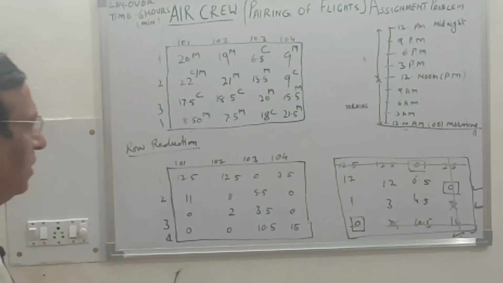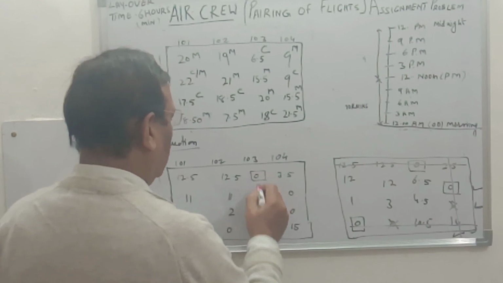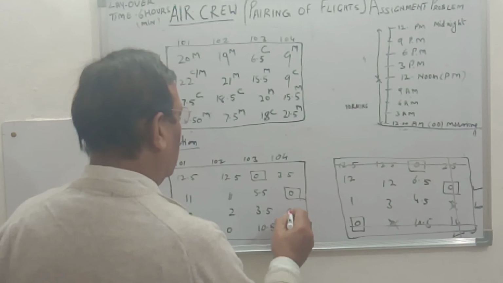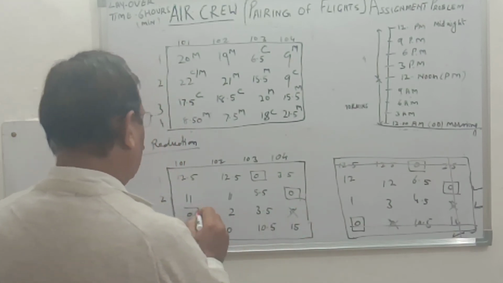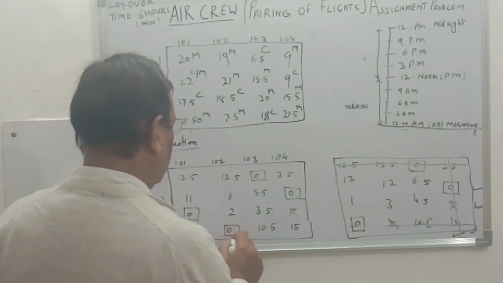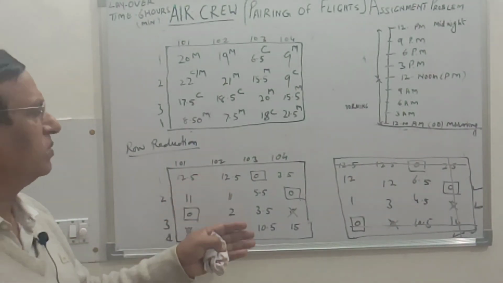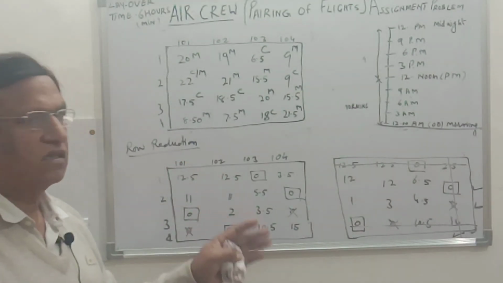So another table is ready for making the assignments. Find the row in which there is a single 0 and cross other zeros. Second row again single 0, cross zeros. Third row again single 0, cross zeros. Fourth row again single 0, and you get the answer. Now the number of assignments is 4 because the number of rows and columns is 4, because the number of flights is 4, so we get the answer.